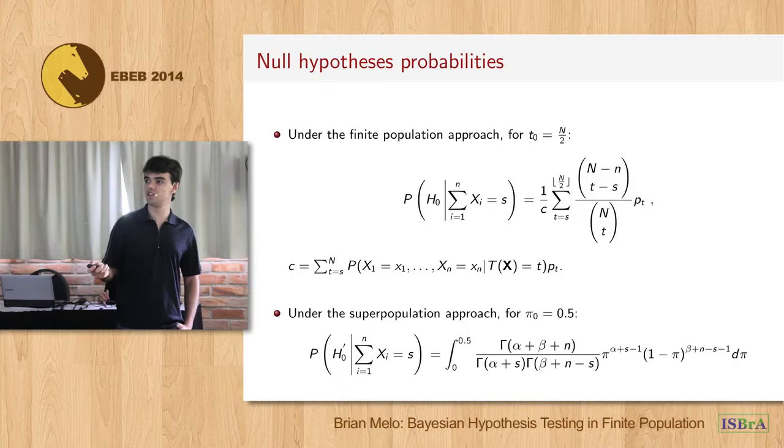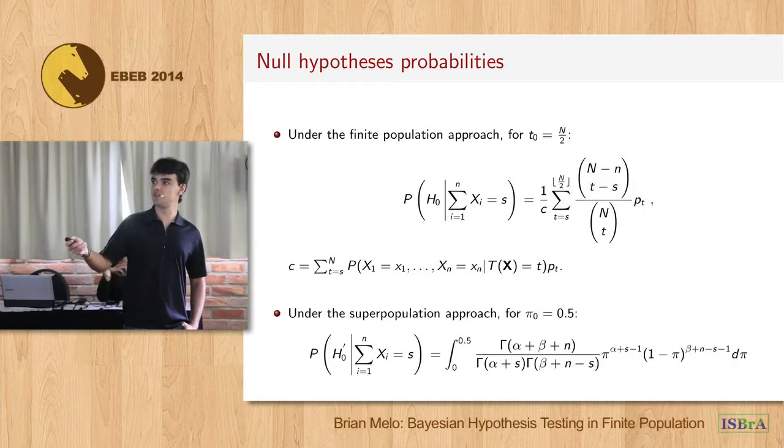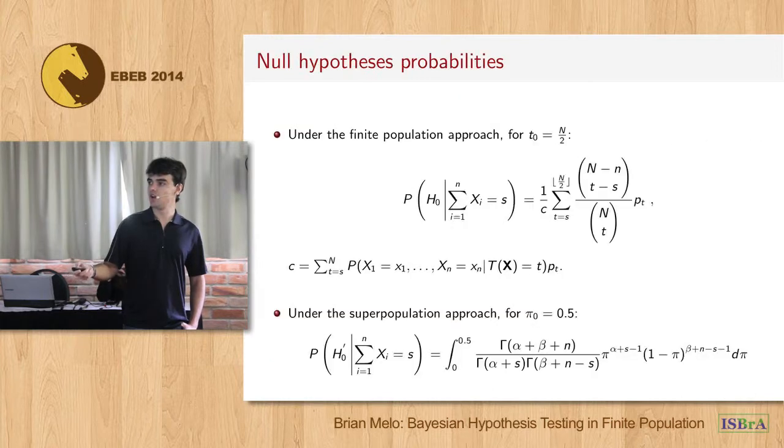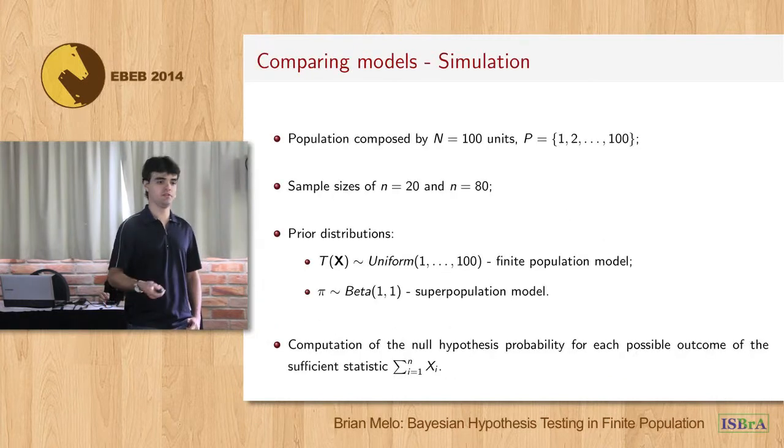Here we have the expressions for these probabilities. First, under the finite population model, we consider T0, this value here, equals N/2, which means pi 0 equals 0.5. Here it is according to our posterior distribution for T, and here is the density of the beta distribution. So then we think, how are we going to compare these probabilities?